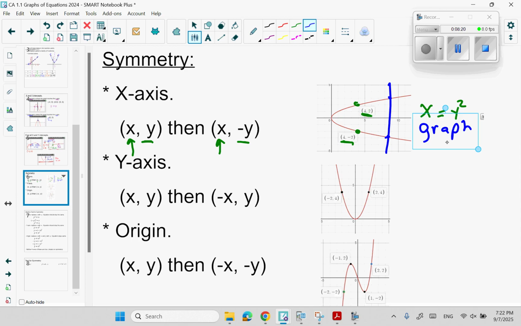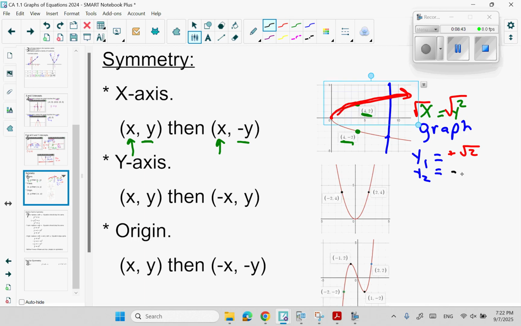Normally in our graphs we get y1 equals and y2 equals. I have to graph this as two separate equations. If I square root both sides, I would have to do the positive square root of x, and that would give me this part of the graph. And I would also have to do the negative square root of x, and that would give me this part of my graph. Do I have my calculator?